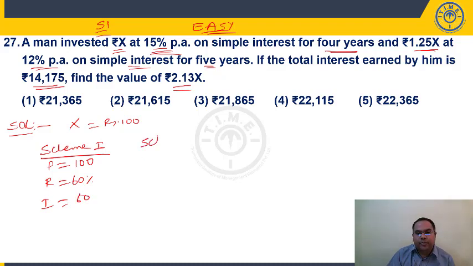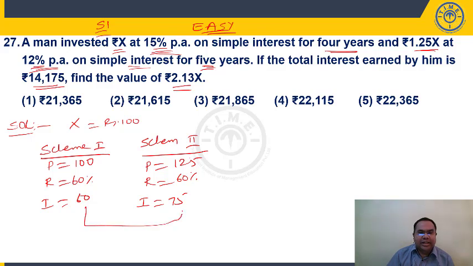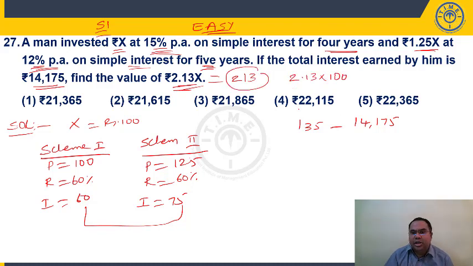Right? Scheme 2, he is investing 1.25x. 1.25 into 100, 125 rupees. 12% for 5 years. 1 year 12%, 5 years means rate of interest 60%. 10% is 12.5, into 6, 72 plus 3, interest is 75. What is the total interest he is getting? 135. This is given as 14,175 rupees. Now find the value of 2.13x. 2.13x is 2.13 into 100 because we are taking x as 100. So 213.